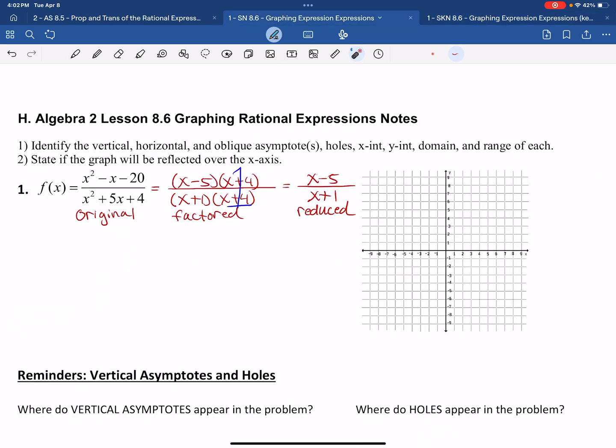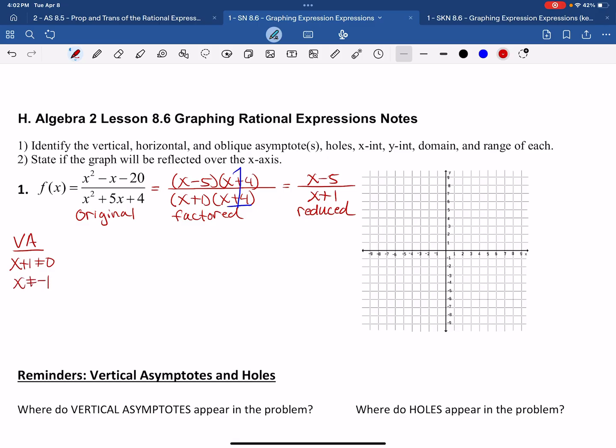Okay, so the first thing we need to do is find the vertical asymptote. If you refer back to your notes, the vertical asymptote is going to use the reduced form, and we're looking for values that make this 0. So basically we're looking for the restriction. We're going to say that x plus 1 cannot equal 0, so x cannot equal negative 1.